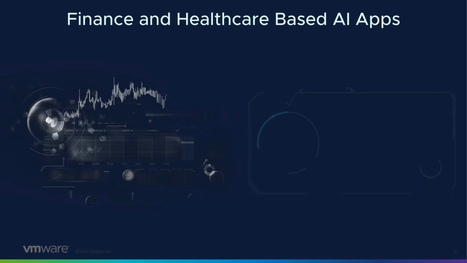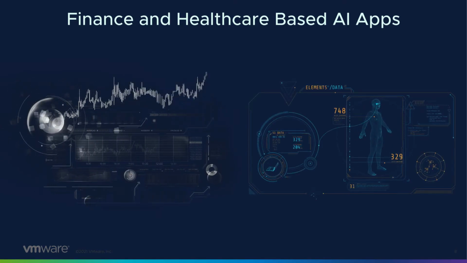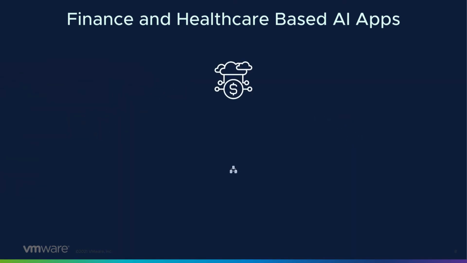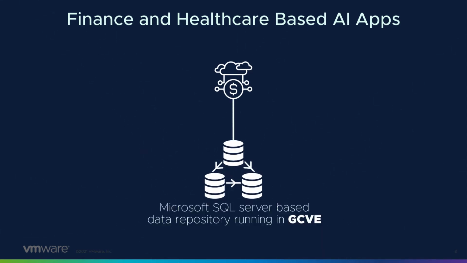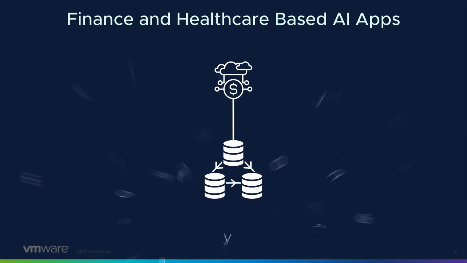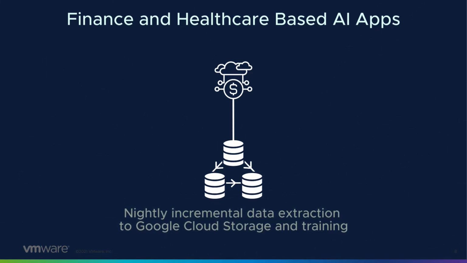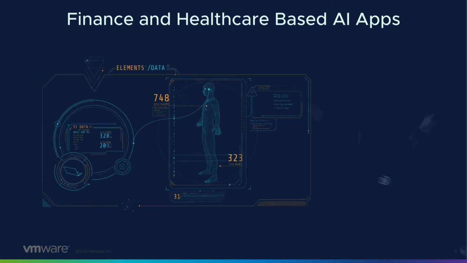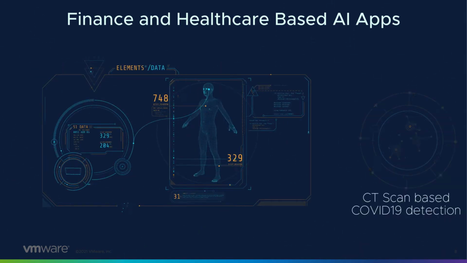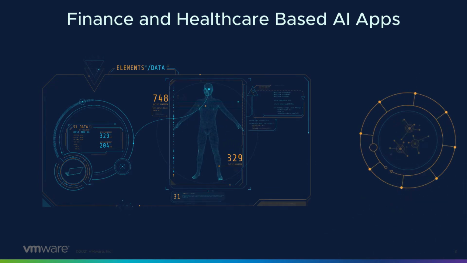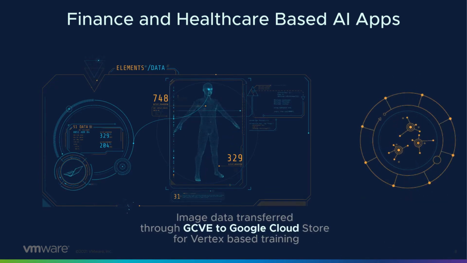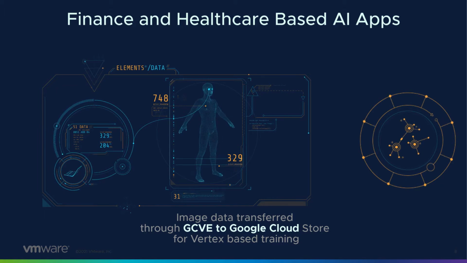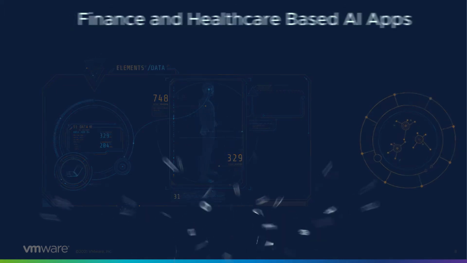Two AI-based applications for the finance and healthcare verticals are showcased in the solution. The finance application uses the data stored in a Microsoft SQL Server-based enterprise data repository running in GCVE. Nightly incremental data is extracted to Google Cloud Storage and used in model training. The healthcare AI app does CT scan-based COVID-19 image detection. Image data is transferred from GCVE to Google Cloud Storage for Vertex-based training.